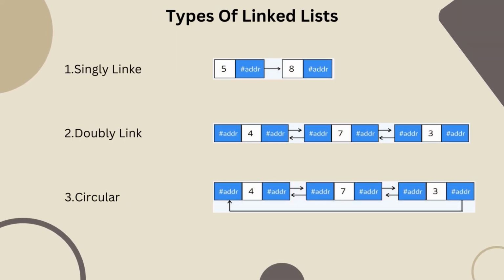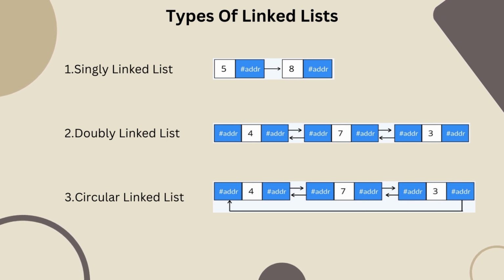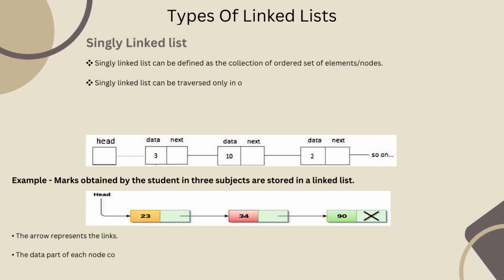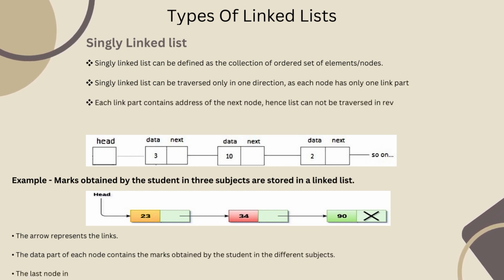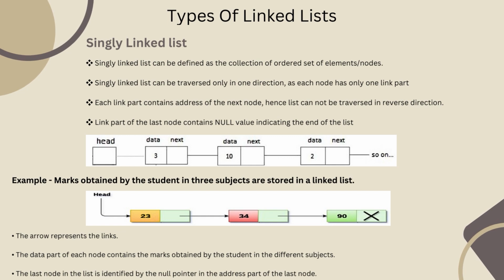There are basically 3 types of linked lists. The first one is singly linked list, the second is doubly linked list, and the third is the circular linked list. A singly linked list can be defined as a collection of an ordered set of elements or nodes. A singly linked list can be traversed only in one direction in a sequential manner, as each node has only one link part. Each link part contains the address of the next node. The list cannot be traversed in the reverse direction. The link part of the last node contains a null value indicating the end of the list.